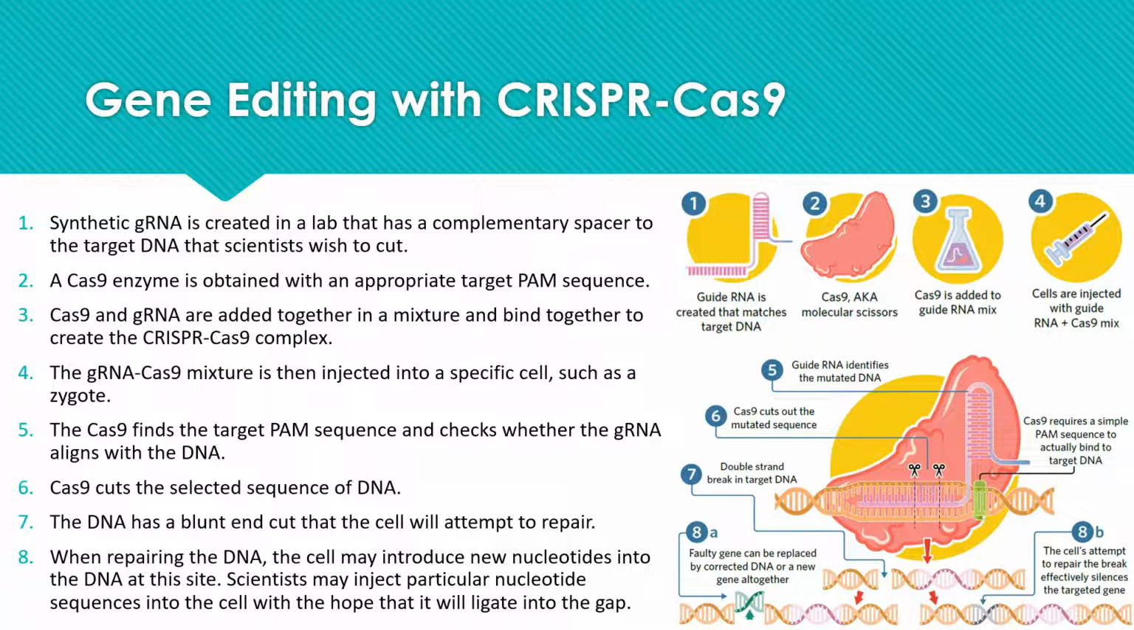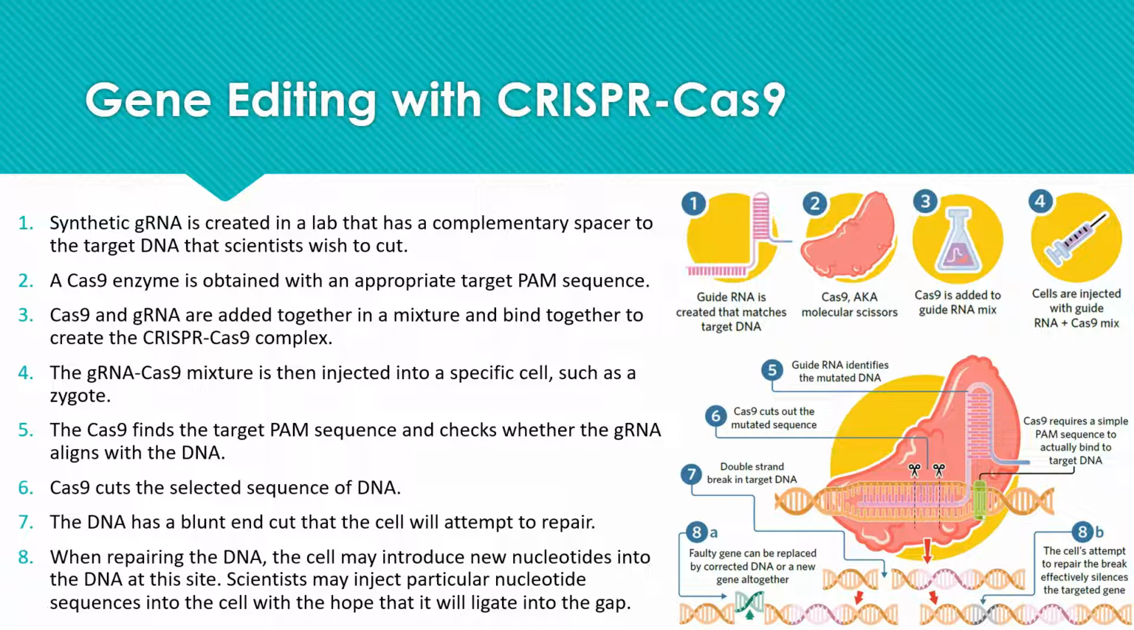Now, you make this in a lab, and you make sure that it has a complementary spacer to the target DNA that you want to cut. Then you get your Cas9 enzyme, and you make sure it has the appropriate target PAM sequence. And that's because down the track, when that Cas9 encounters the DNA, it won't actually bind to it or be able to do anything unless it has the appropriate PAM sequence right near where it needs to cut. So you make sure that your Cas9 enzyme has that appropriate PAM sequence so it can actually function later on.